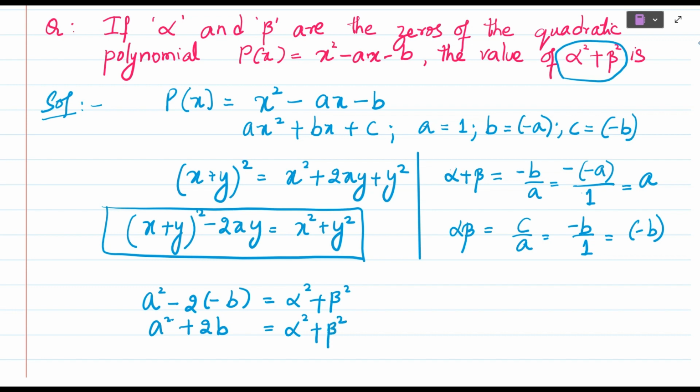Very simple, students. Only the thing is, don't get confused while writing the coefficients. That's it. So we got the value of alpha square plus beta square as a square plus 2b. Did you understand, students?